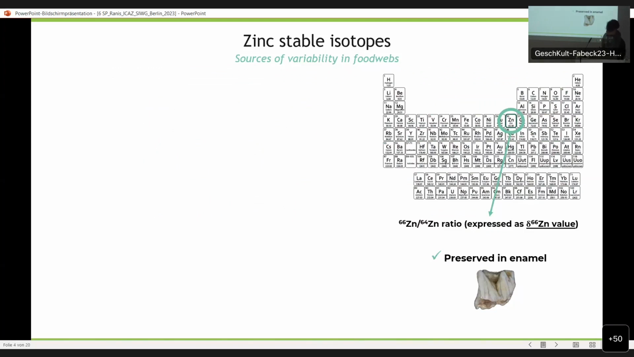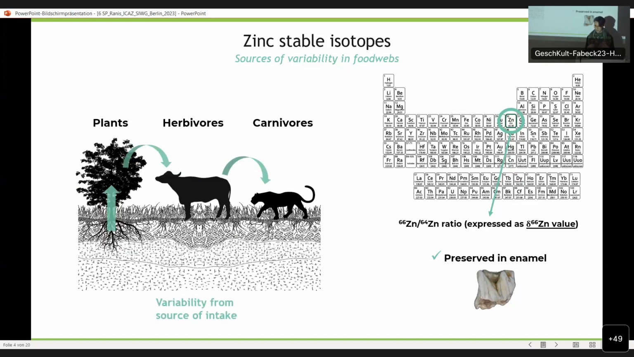It's sitting up there in the periodic table, and we have seen from other Pleistocene studies that it does preserve quite well in dental enamel. For other things, dentine and bone, things are not looking great, but for dental enamel, it looks to be very well preserved, which is nice. And if you have questions, I can talk more about that later. So we can use it for archaeological applications. And so let's talk a little bit about, okay, what's going on with zinc?